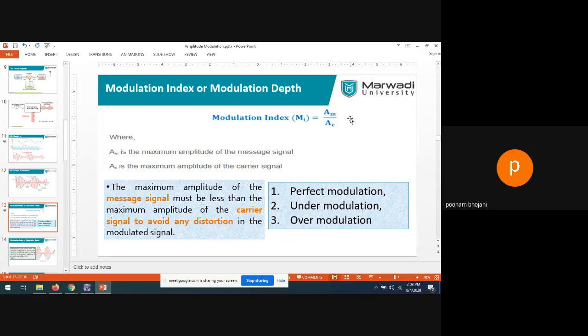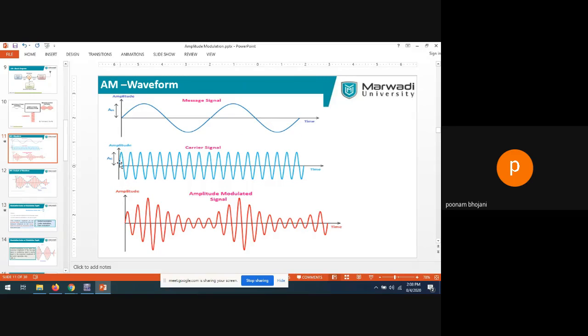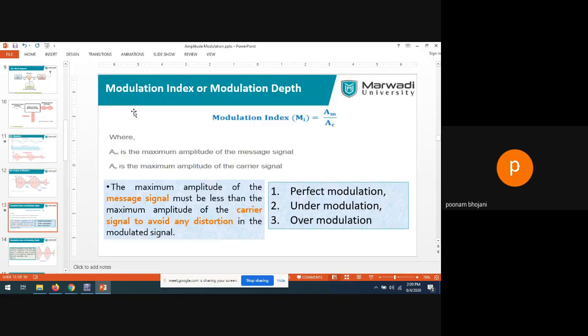AM is the maximum amplitude of the message signal. AC is the maximum amplitude of the carrier signal. We have already seen this. So the maximum amplitude of the message signal must be less than the maximum amplitude of the carrier signal to avoid any distortion in the modulated signal. As I told you, the frequency of the carrier signal should be high compared to the message signal frequency. Same way, amplitude of the carrier signal should also be high compared to the message signal, right? So if you keep this, then you will not get any distortion at the receiver side.